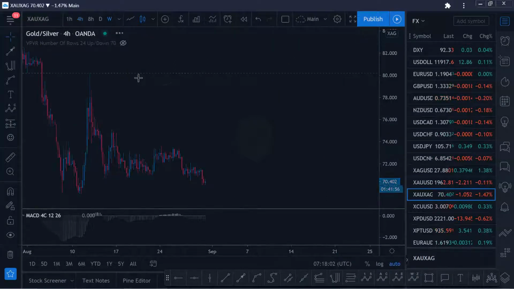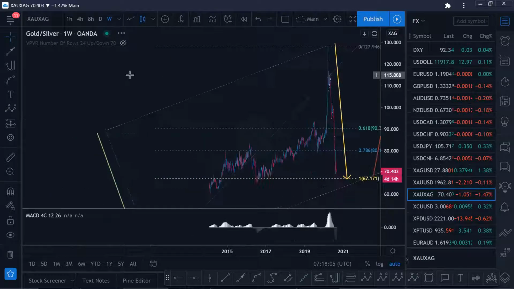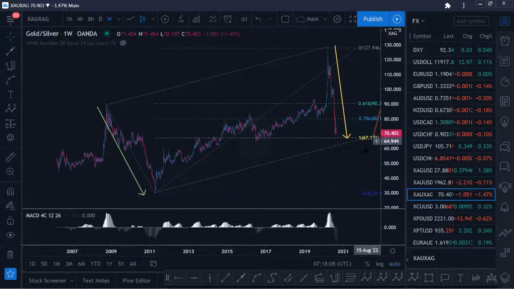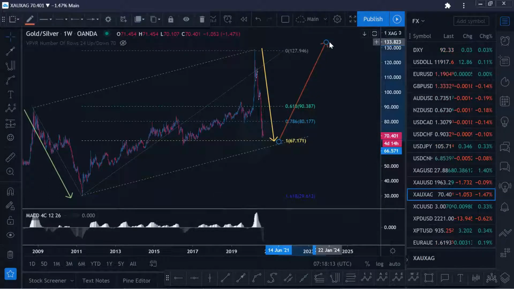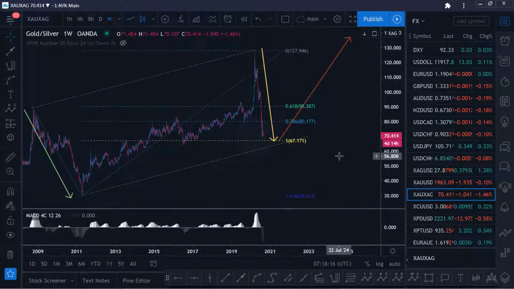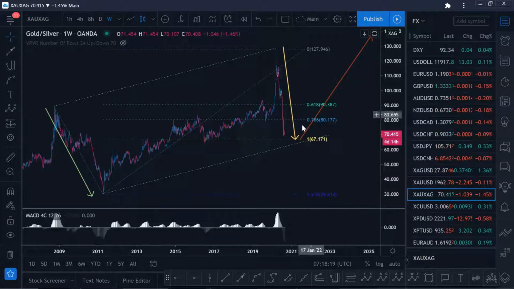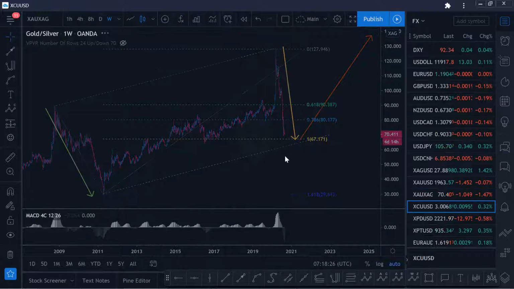Gold-silver ratio looks corrective for more downside. Obviously, this is the pattern we're trading, and we're looking to see further downside. Once we start to see this turn is when you're going to start to see dollar strength take hold, and this deflationary trade potentially, or whatever it's going to be, start to take hold. So keep an eye out on that.